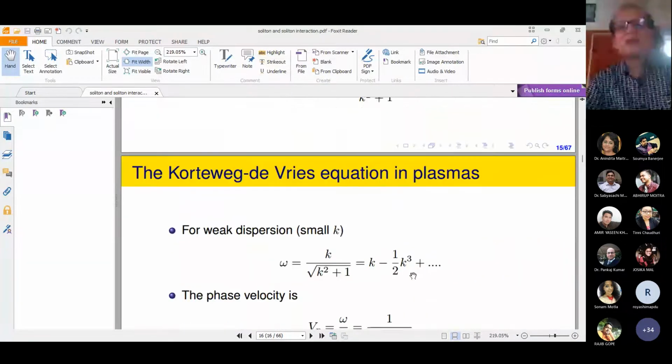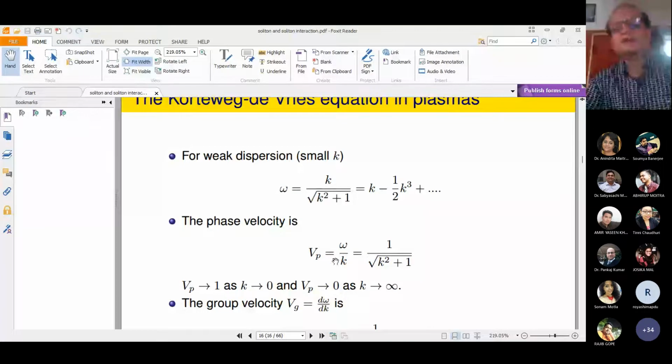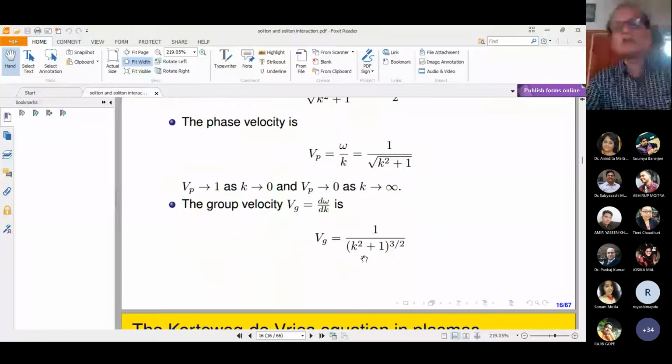So accordingly, if we expand omega in terms of k, we get omega equal to k minus k cube by 2, because k is small. So the phase velocity will be 1 by square root of k square plus 1, and the group velocity will be 1 by k square plus 1 whole to the power 3 by 2.